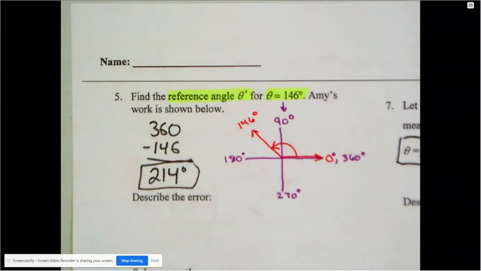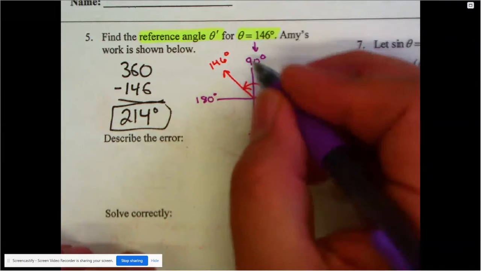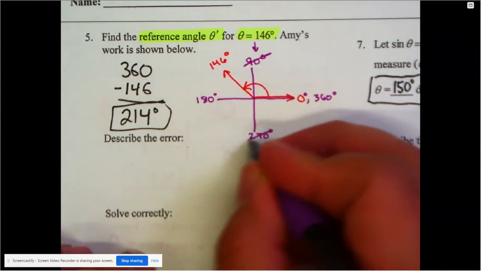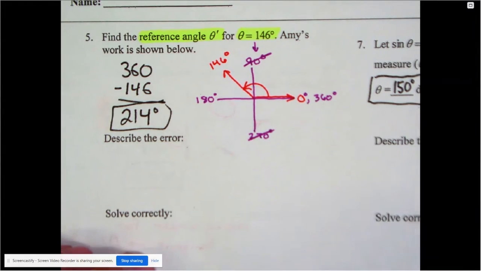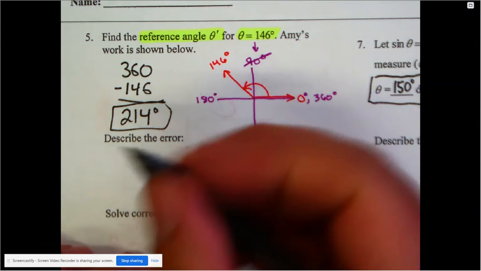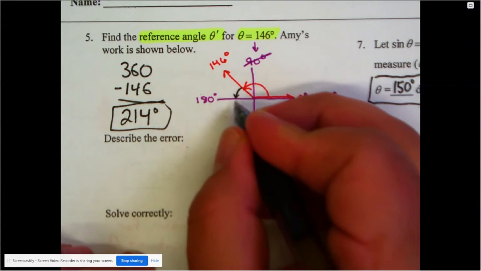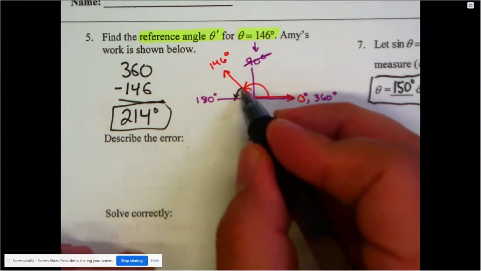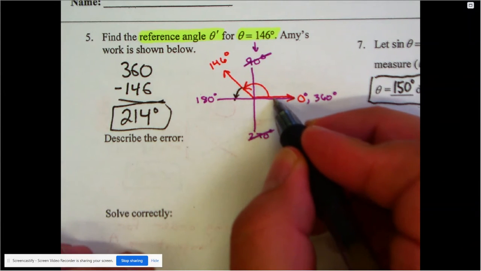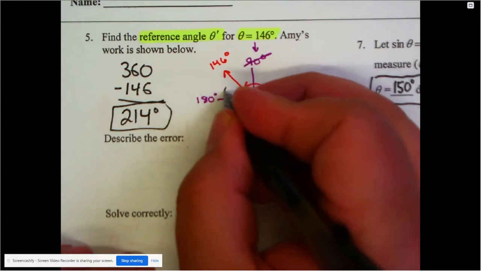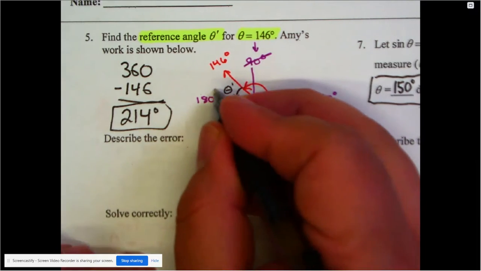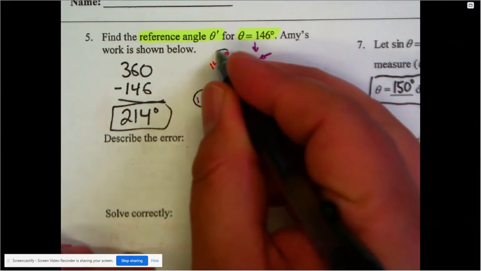And if you never use the y-axis, then I should never think of the 90 or the 270 when I'm trying to do a reference angle. My reference angle goes from here, and then this is the shortest path back to the x-axis. I'm not going to go this way. This way is too far to get back to the x-axis. This is my theta prime, which means I need these two numbers right here.